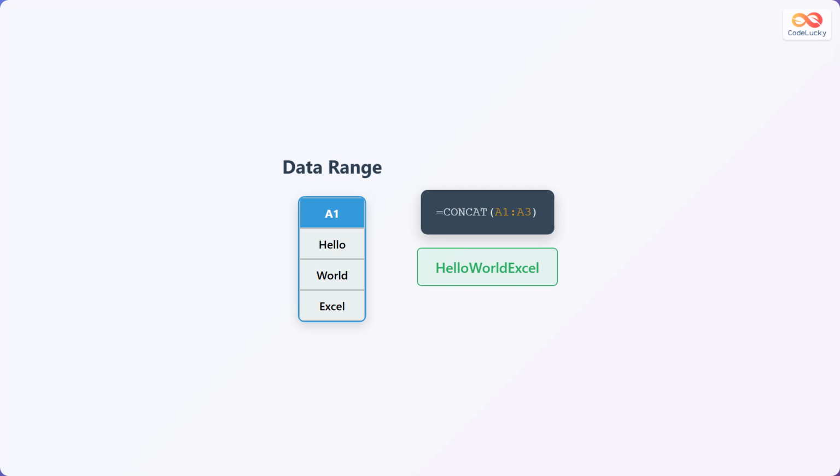Here's an example of using CONCAT with a range. If cells A1, A2, and A3 contain Hello, World, and Excel respectively, then the formula =CONCAT(A1:A3) will produce HelloWorldExcel.